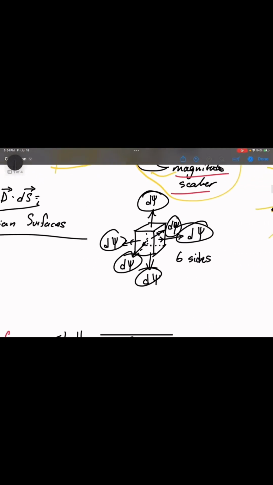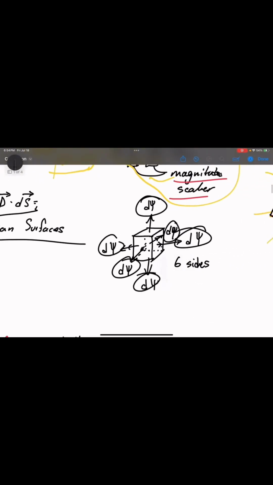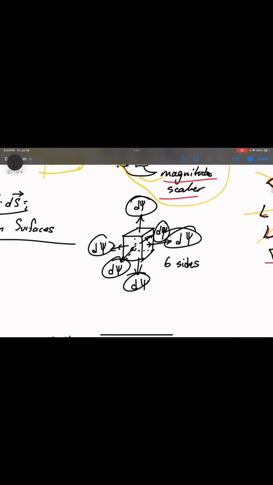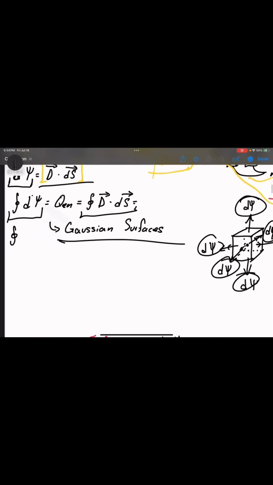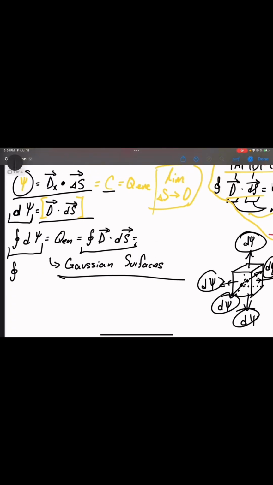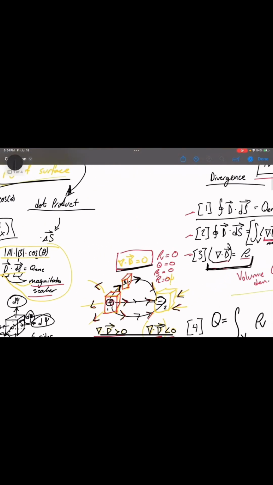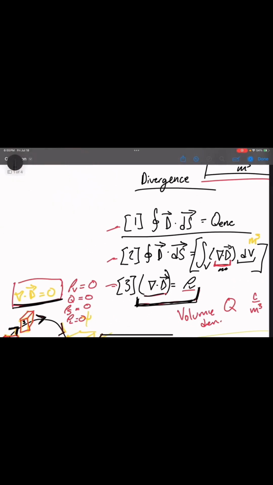Now, we said it was a cube, correct? 6 sides in a cube. If I sum up all of these differential electric fluxes, well, this allows me to find the charge enclosed of this cube. And that's what this closed integral of d psi means. We can look at divergence over here and see why volume charge density works.